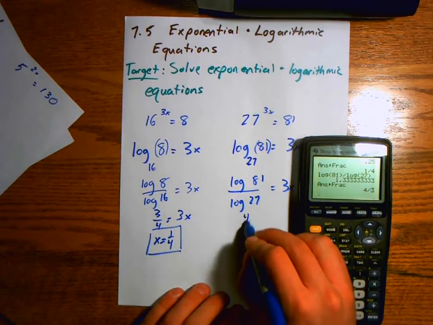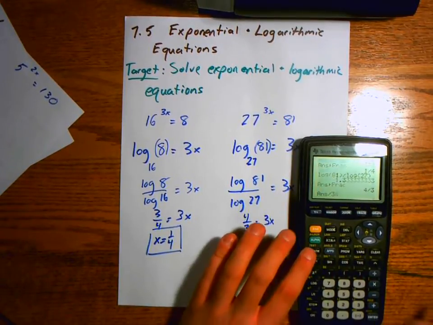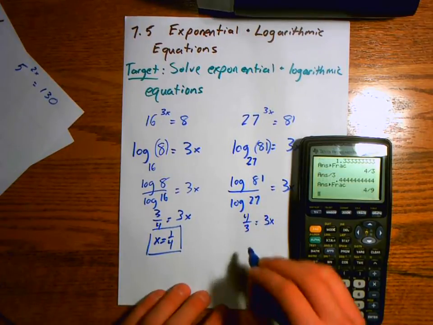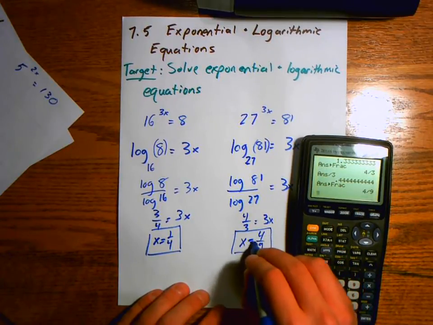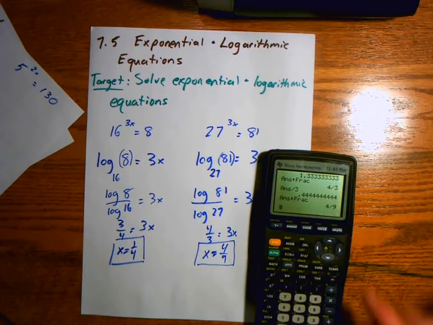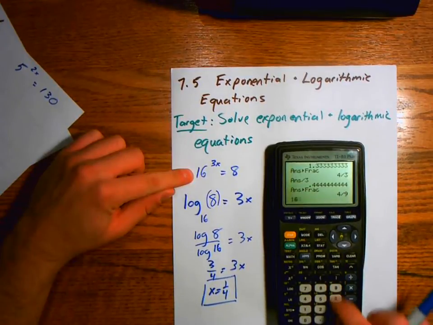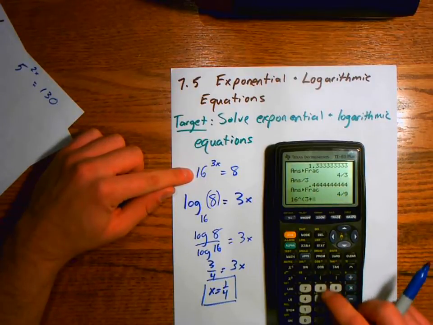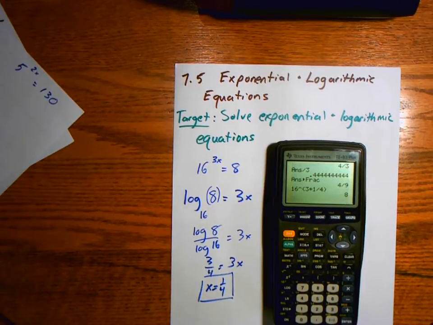And as a fraction, that is 4 over 3 equals 3x. And dividing this number by 3, we get the answer to be 4 over 9. It's much easier if you keep all of these in fractions instead of writing the repeating decimals of 0.444 or 1.3 repeating. And a way you can check is by plugging these into your original equation. So we have 16 raised to 3 times 1 divided by 4, and this should give us the answer of 8, and it does, so we know that it works.